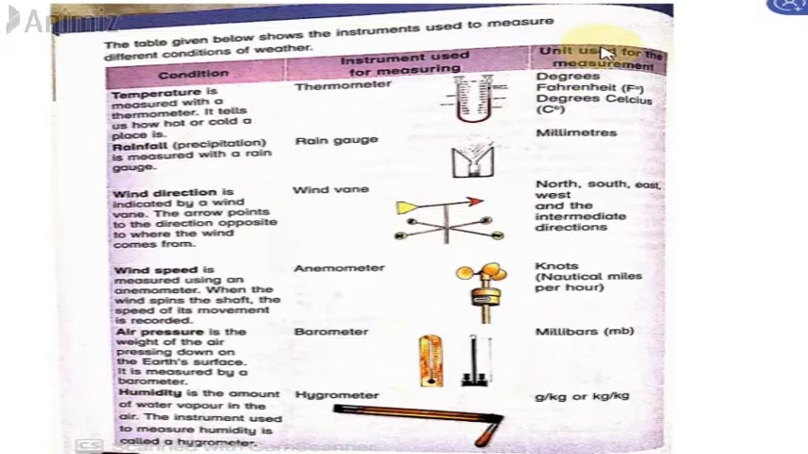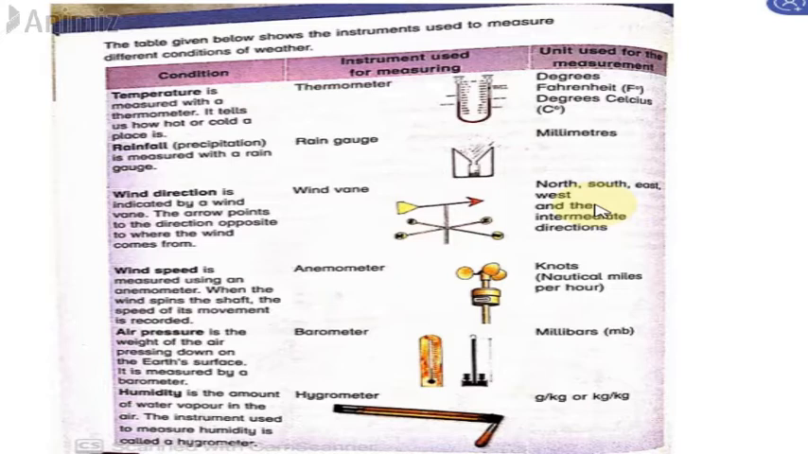And the units that are used for the measurement are north, south, east, west, and the intermediate directions. Intermediate directions are basically, there are four primary directions, which are north, south, east, west. These directions are called cardinal directions. The directions in between these cardinal directions are called intermediate directions.